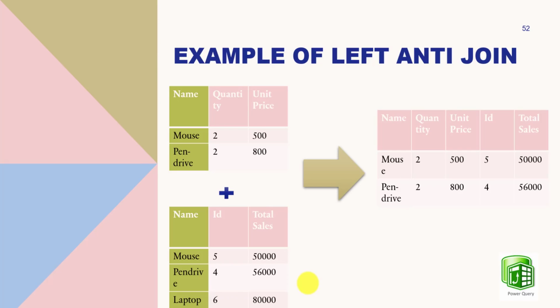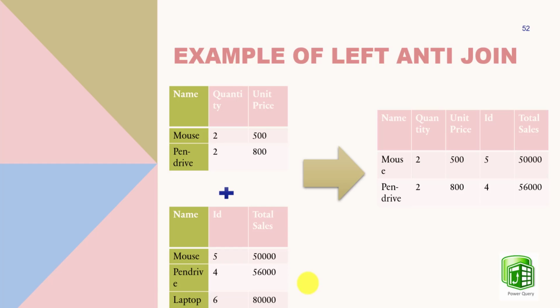And the last one is the left anti join. This join will take only the rows from the primary table that don't match the rows of the related table or second table. Here you can see the example of that. So now let's see how we can implement this functionality in our Power Query editor.